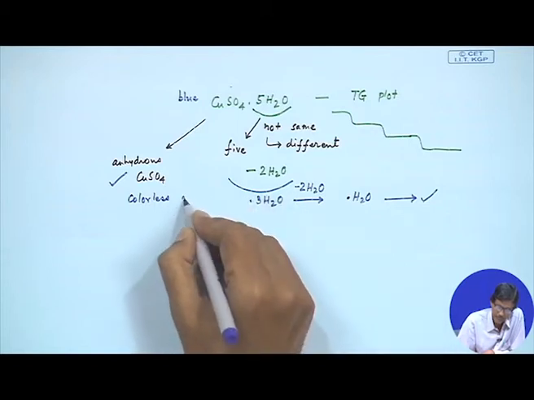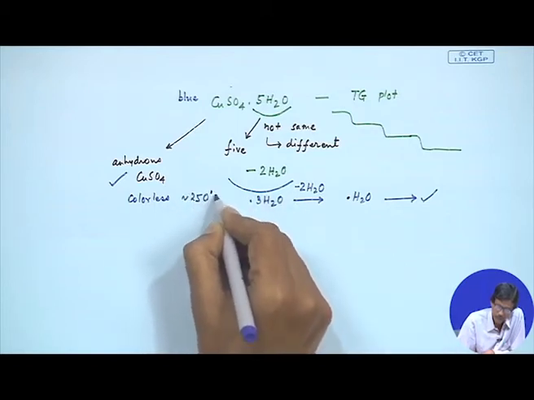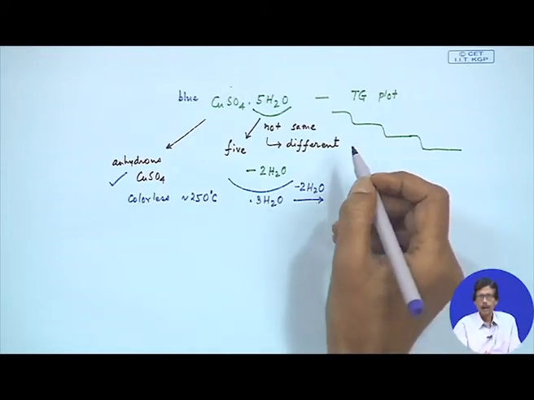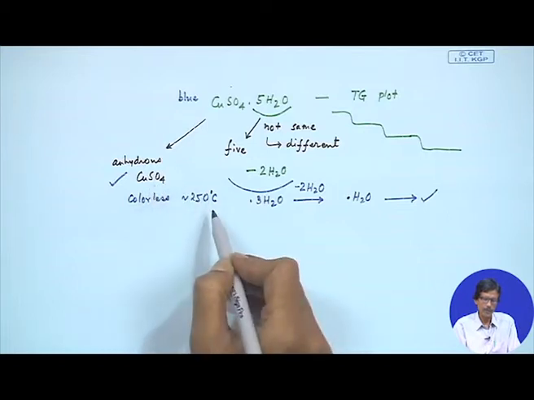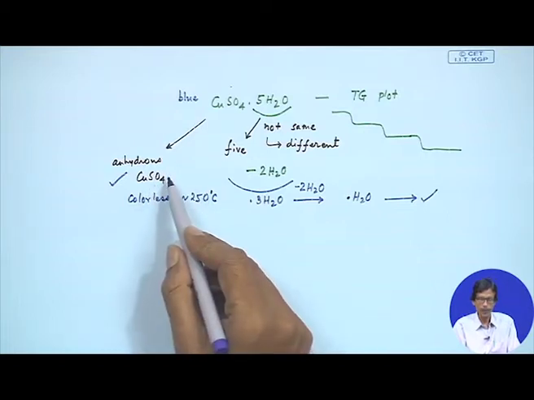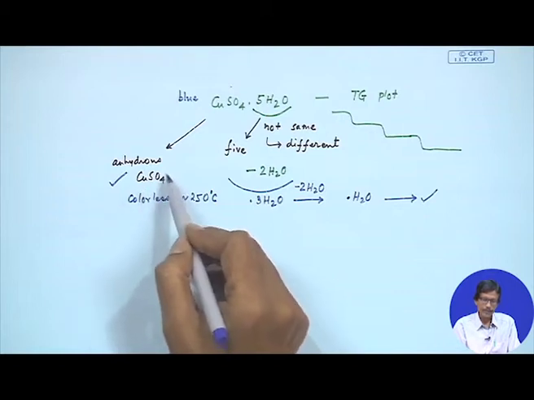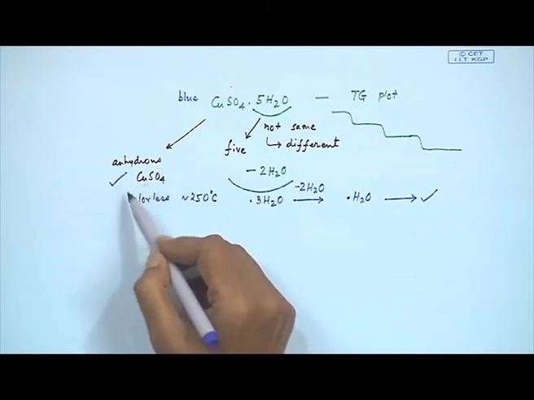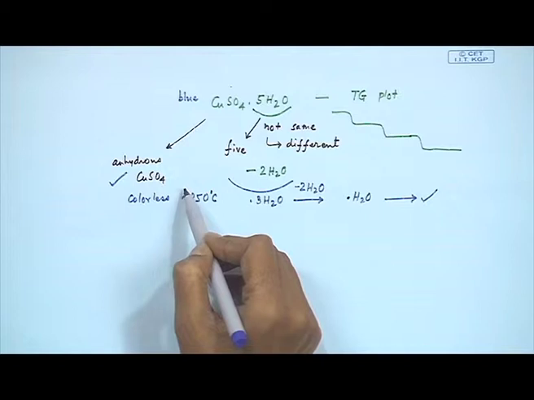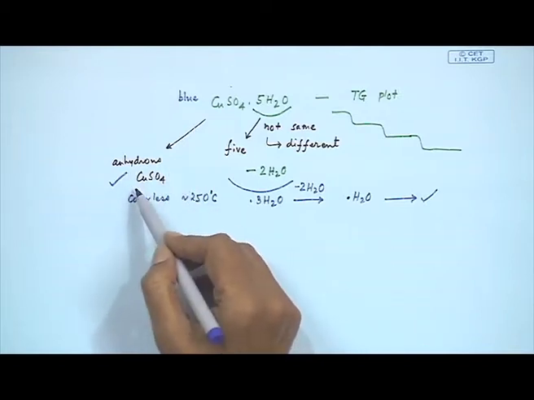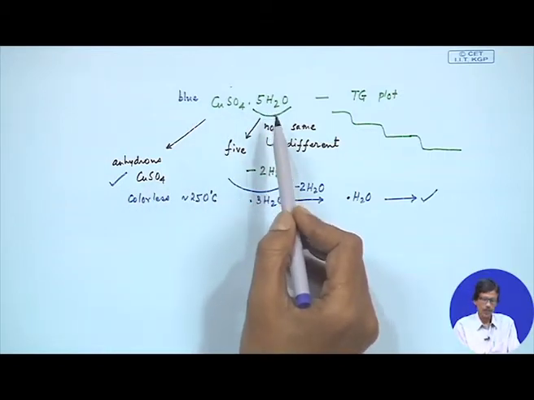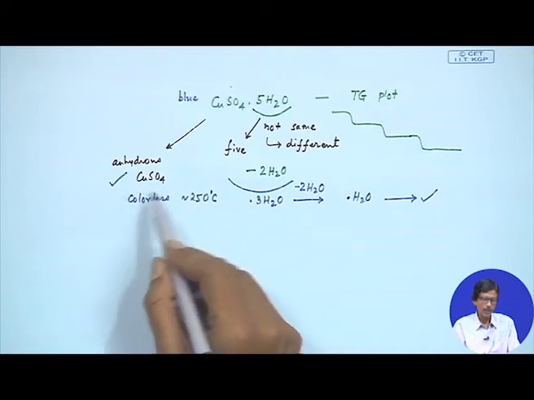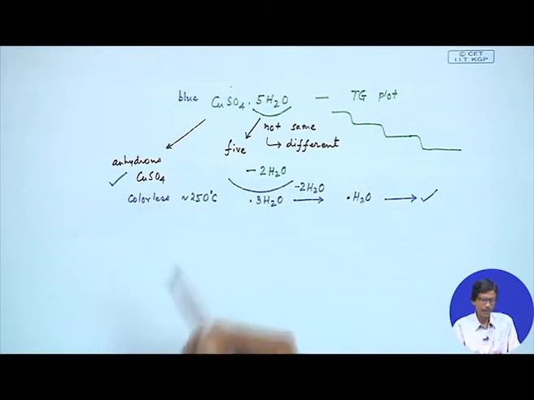So, we get this around 250 degree centigrade. At 250 degree centigrade we get the colorless copper sulphate, which can be considered the anhydrous one. If we take this anhydrous copper sulphate and keep it again in some moist environment, or in an environment of air containing moisture, it will again trap those water molecules and go back to the pentahydrate sample.